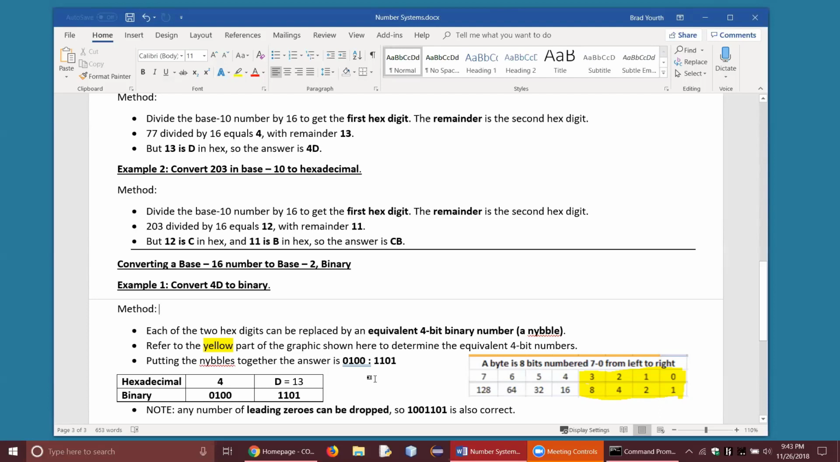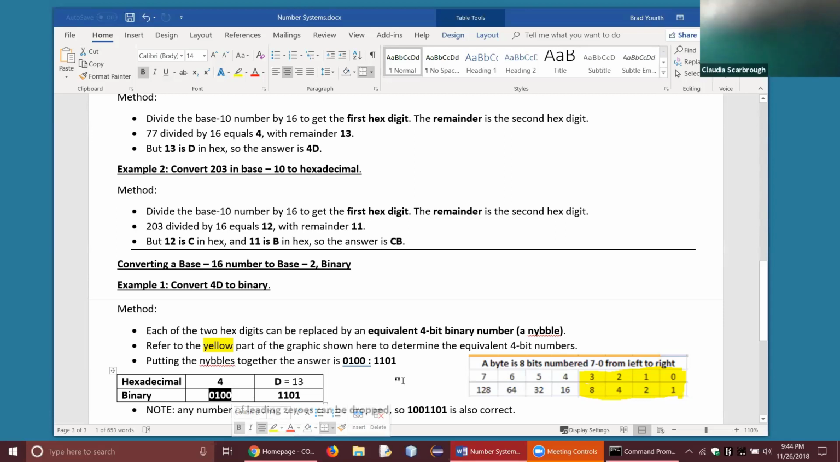So all we need to do is look at these and replace each hex digit with the appropriate bit pattern. Well, it's a good idea to look at the 4. Here's the 4. That's the first part of the 4D, right? Remember, we're converting 4D. So 4, we should be able to replace that with 4 bits. And in order to do that, we would turn only this bit on, right? This bit here would be on. All the others would be off to total up to 4. So there's the bit pattern for 4 in binary.